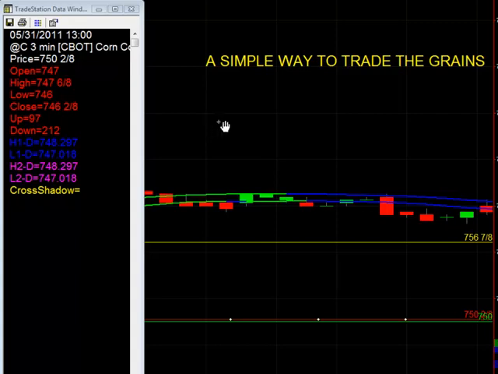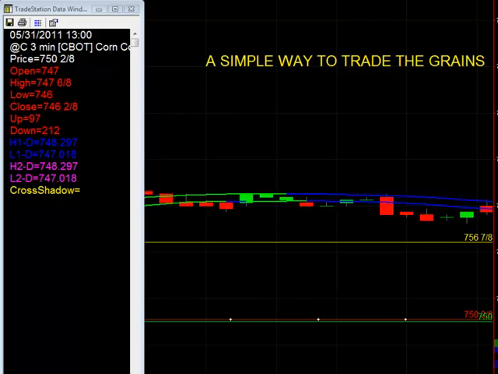Hello traders, I want to show you a very simple and easy way to trade the grains. I'm looking at corn on the 31st of May, and I've got it on a 3-minute chart. You can use a 1-minute chart, whatever you happen to like.